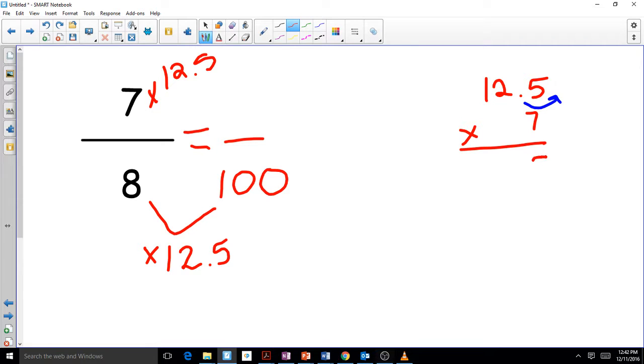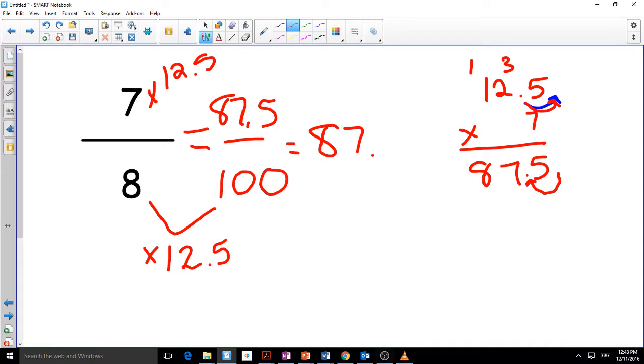5 times 7 is 35. I'm going to carry the 3. 2 times 7 is 14. Plus 3 is 17. Carry the 1. And then you have 7 times 1 plus 1 is 8. I know I moved the decimal over one time at the beginning of the problem. I have to move it back for it to make sense. So I know that my answer is going to be 87 and 5/10 over 100, which means that my answer, and do not forget to write your answer this way, is going to be 87 and 5/10%.